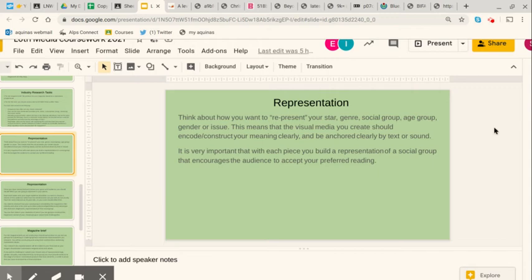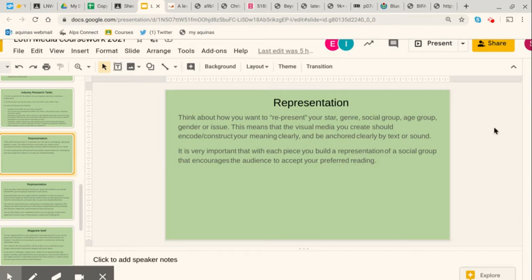In terms of areas of representation, you first of all have to represent your star. Both the briefs, film and magazine this year, state that you need to have at least one cover star on the front of your piece of media. So that's the front cover for your magazine or the DVD front cover and your two posters for your film. So you need to represent your star. You then need to construct your genre.